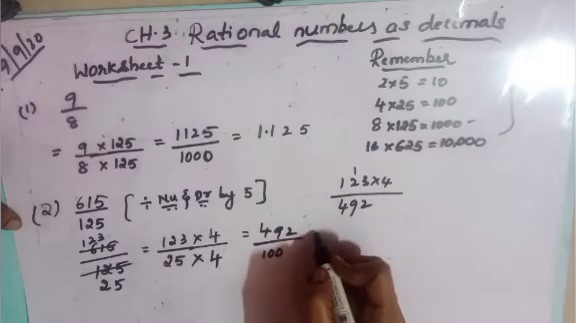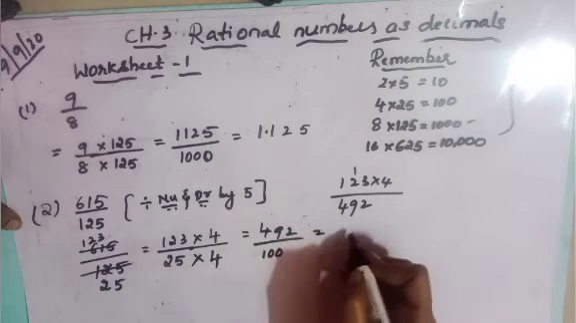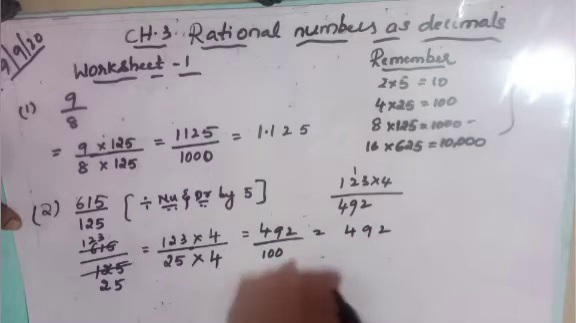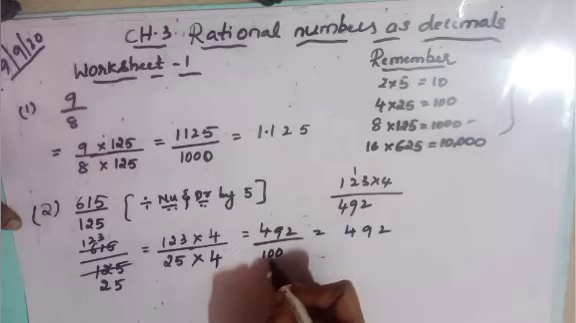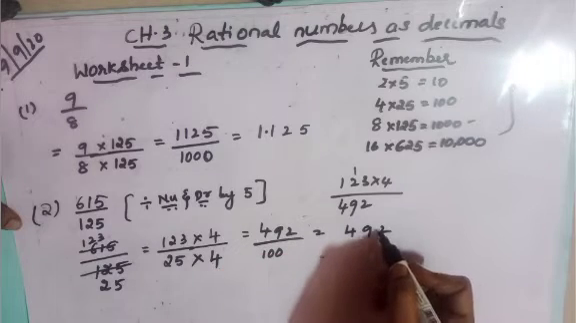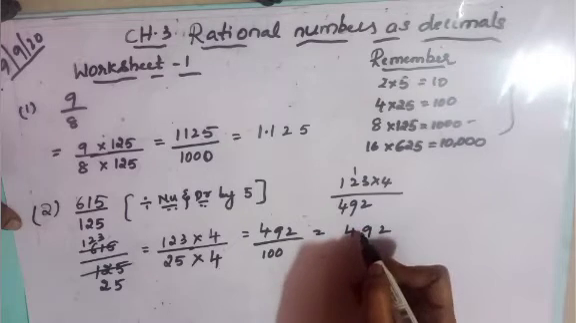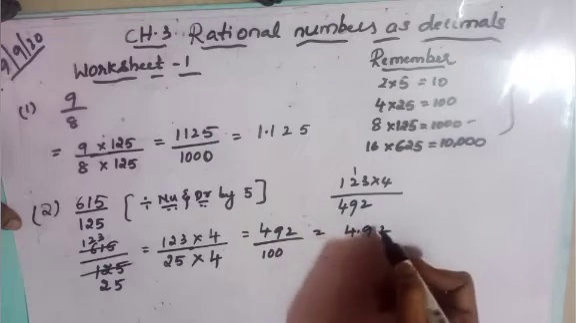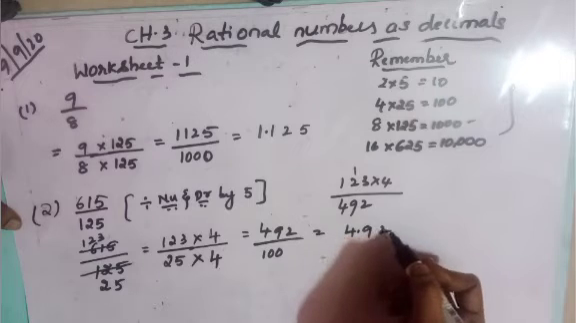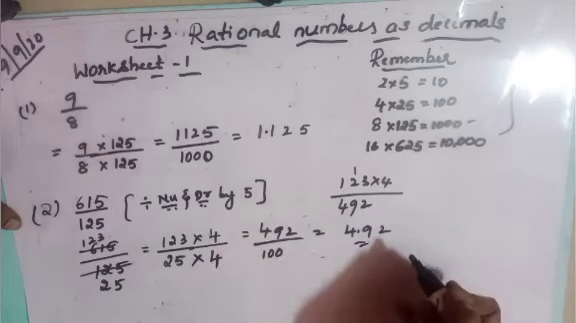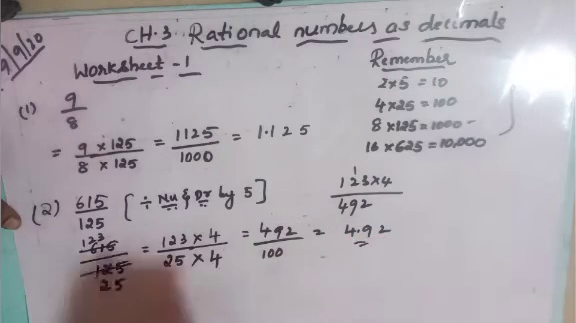Next, let us write in the decimal form. Write 492 as it is. Next, the denominator is 100, 2 zeros. So before 2 digits we have to keep the point, that is 1 2 point. After the point the numbers are read as tenths, hundredths, that is 4.92. So in this way we had to convert rational numbers into the decimal form. Let us go for the next example.